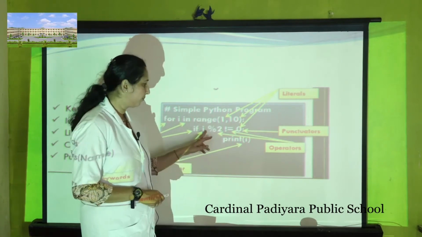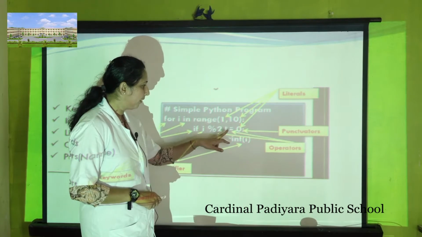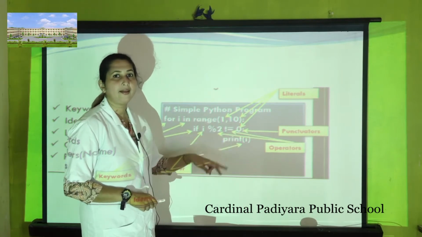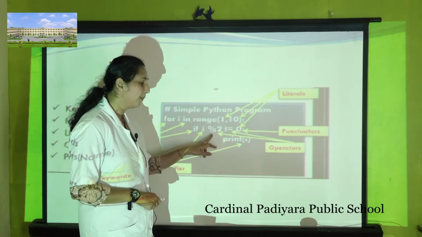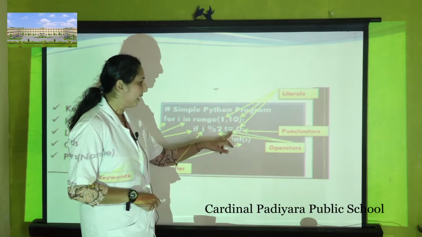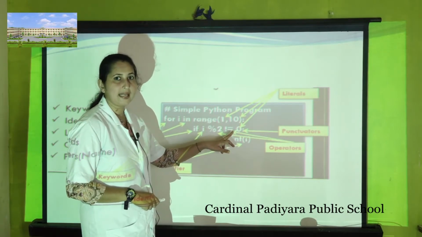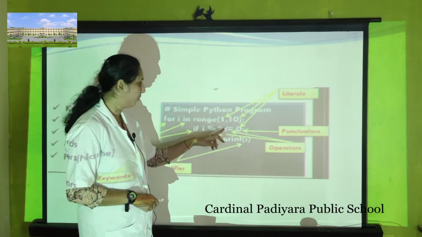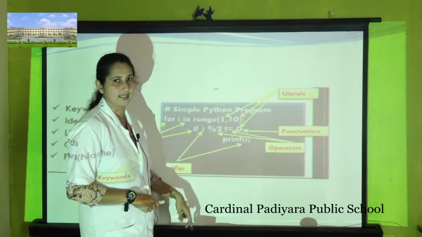Here we can see the modulus symbol and equal to are the operators in the program. This is an arithmetic operator and this is an assignment operator. Equal to is an assignment operator, and relational operators are also included in the equal to case.